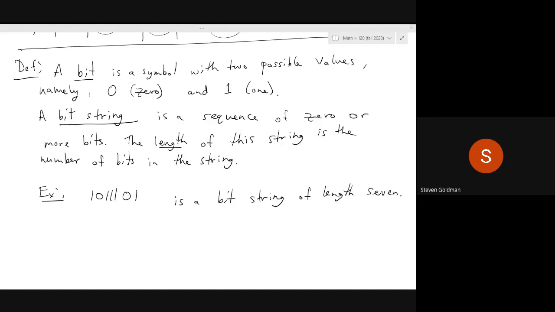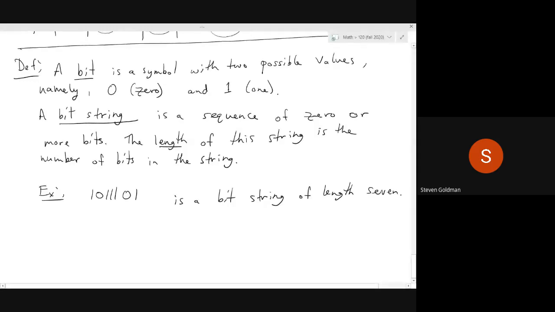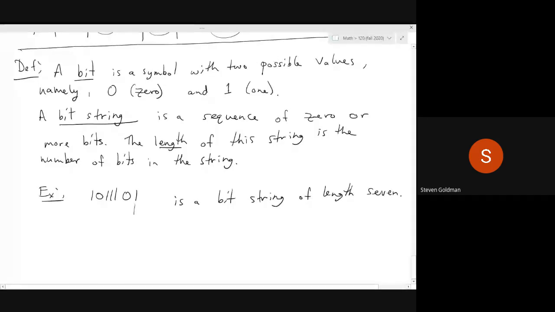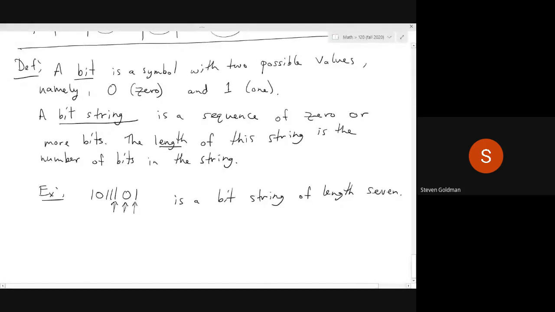Okay, we're still in 1.1. Meaning when I said it's a sequence of 0 or more bits, I meant the number of bits in the string. So here this would be 1 bit, this would be 0, 1 is 2 bits, 1, 0, 1 is 3 bits, and so on and so forth.